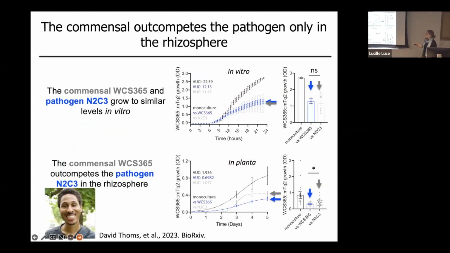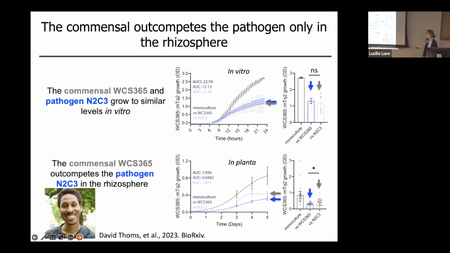He found that when he competed the pathogen and commensal in vitro, so our commensal is in gray, the pathogen is in blue. So in vitro, they always grow at the same rate. And so this is just total bacterial growth in monoculture. And then pathogen and commensal have the same final OD and very similar growth kinetics when competing in culture.